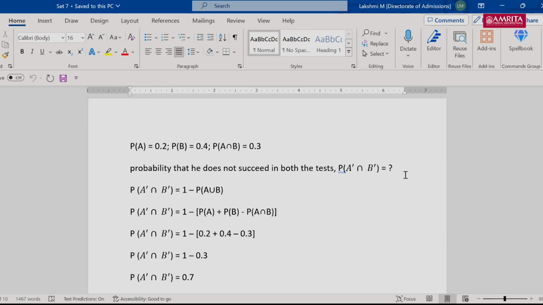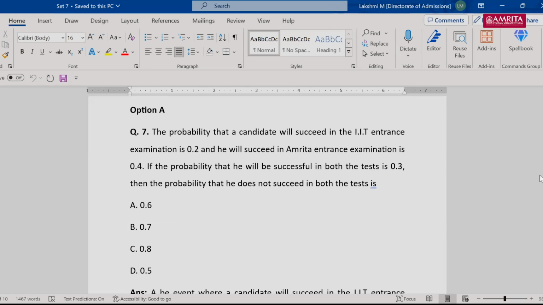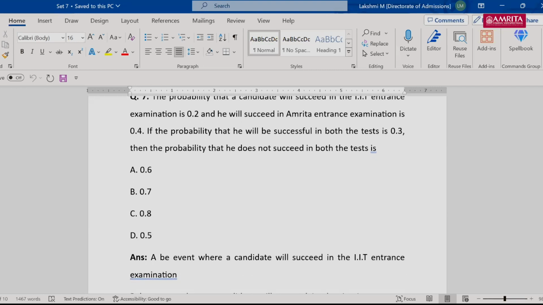Or you could read it as A bar intersection B bar. So this is equal to 1 minus P of A union B. What is P of A union B? P of A plus P of B minus P of A intersection B. All the values are here. This is 0.2 plus 0.4 minus 0.3, that is 0.3. 1 minus 0.3 is 0.7, which is option B. Some people have given answers like 0.6, 0.7, 0.8, 0.5. You have to be really careful. It's a very simple question. So just be careful.